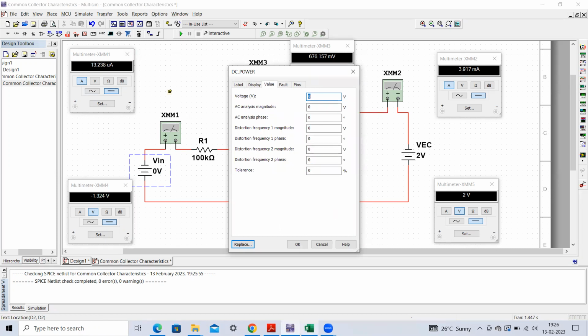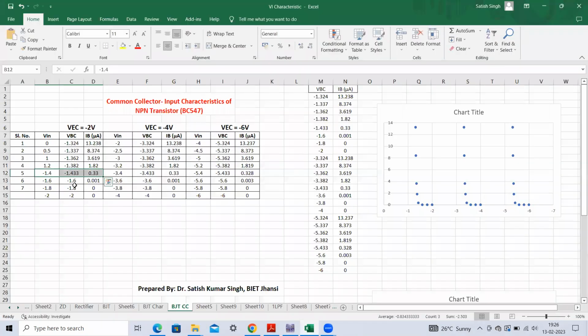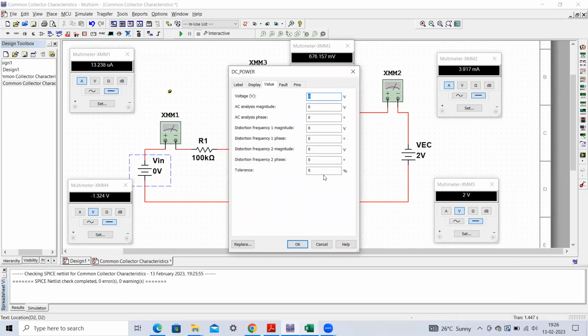Now if you substitute this value, I'm just trying out this particular value, -1.4. So try to make it -1.4. I'm just making -1.4.